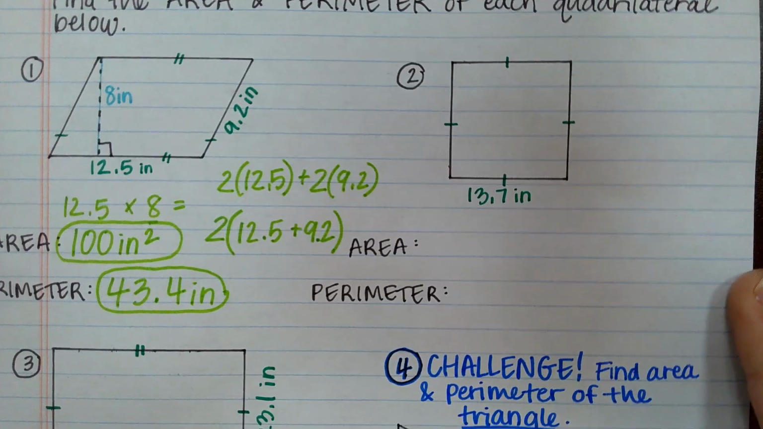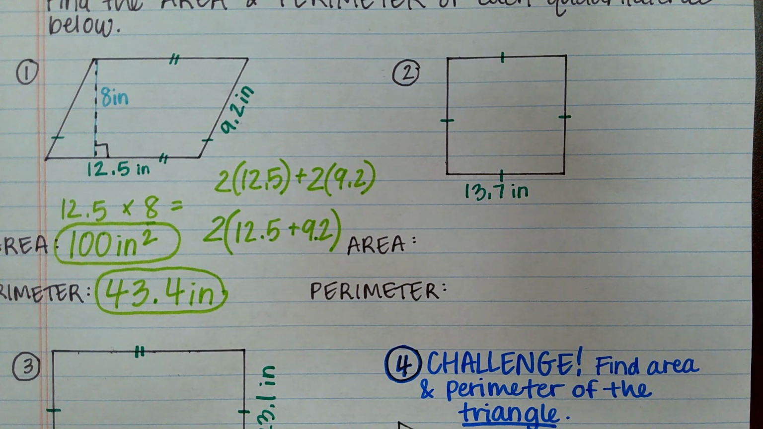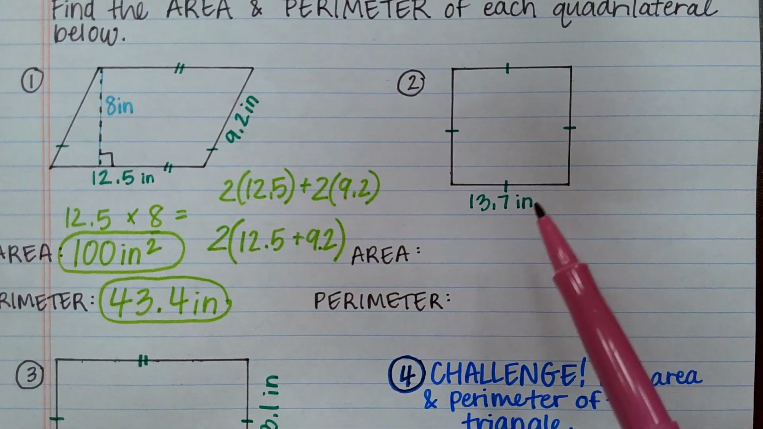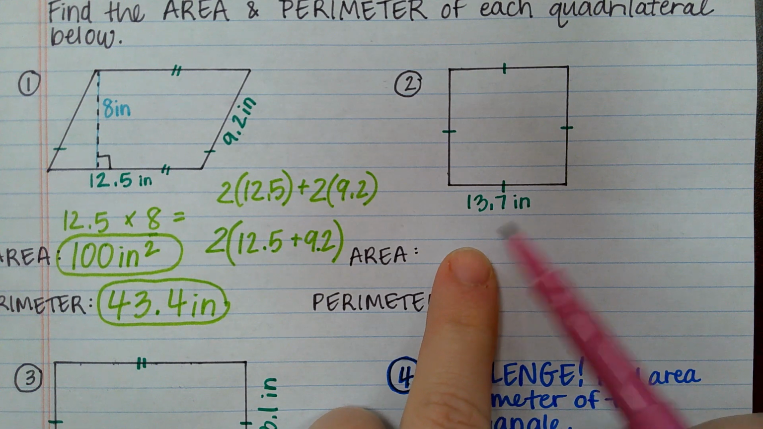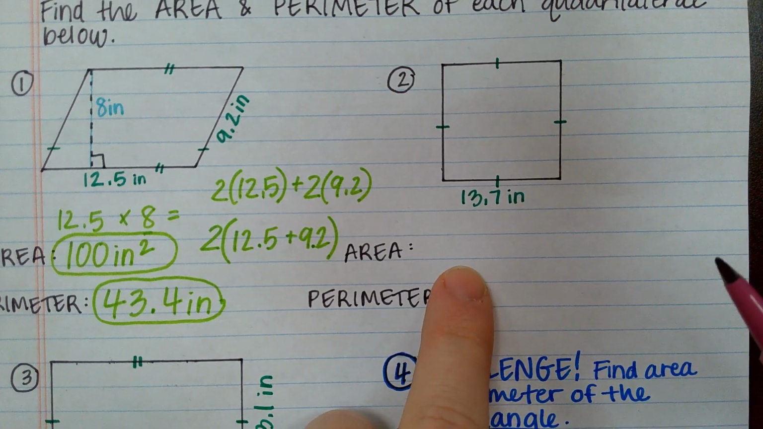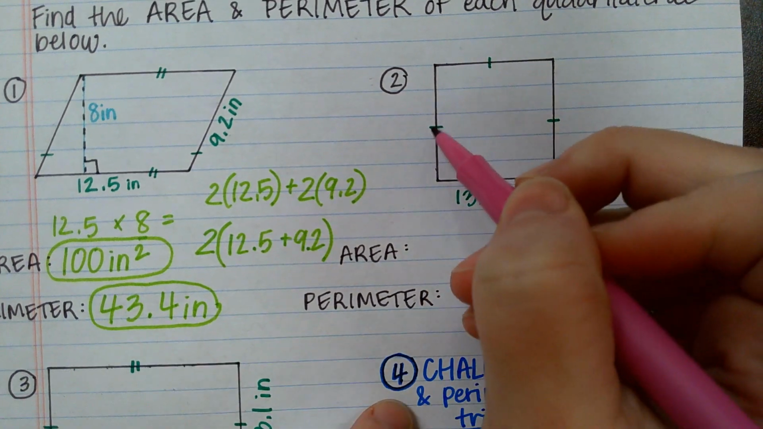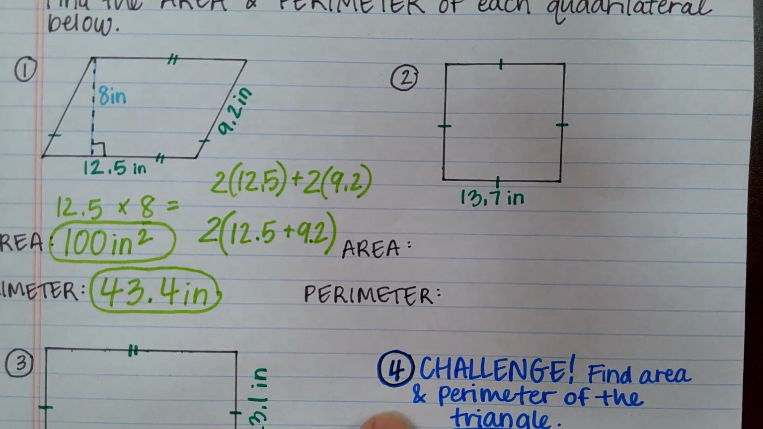All right, let's look at number 2. Number 2, I only gave you 1 side length, so you've got to use some context clues to figure out the others. So first thing here, how do you figure out all the other side lengths? They're all the same. You can see they've all got that single dash, that tick mark.